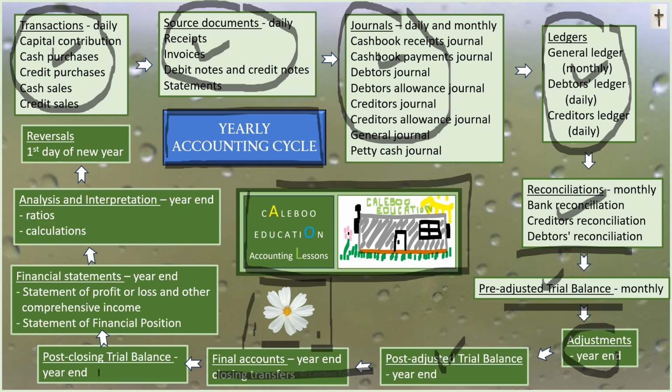Then we have a post-closing trial balance after closing transfers are done. Then financial statements are drawn up. We're going to analyze those financial statements, and then on the first day of the new financial year, reversals take place. But what you have in front of you is basically what happens in a financial year of any business. Transactions take place, those transactions are recorded, there's a paper trail. You're going to learn this cycle if you're just starting out in bookkeeping or accounting.